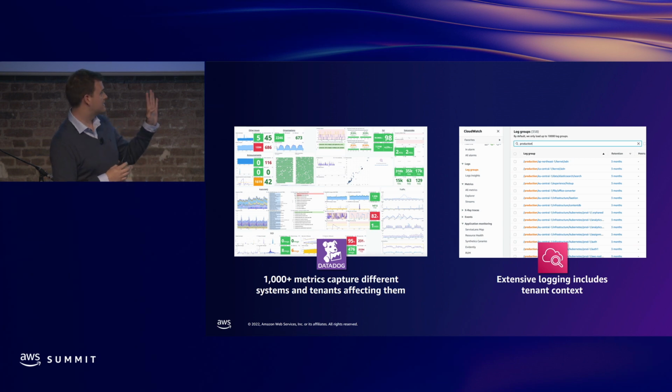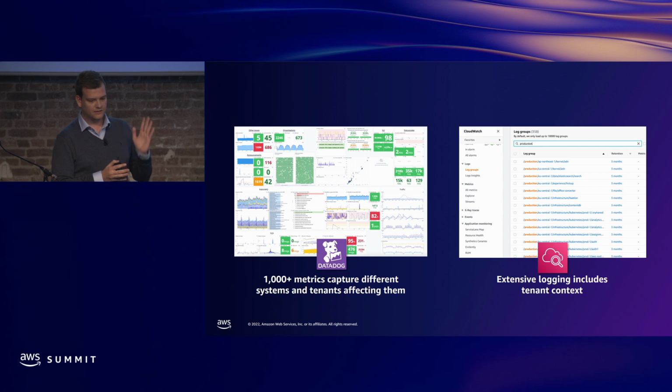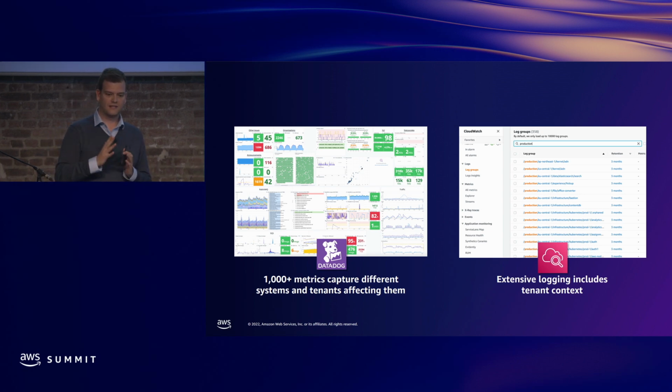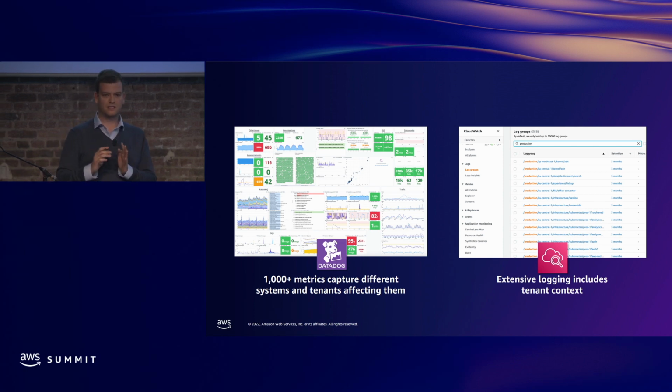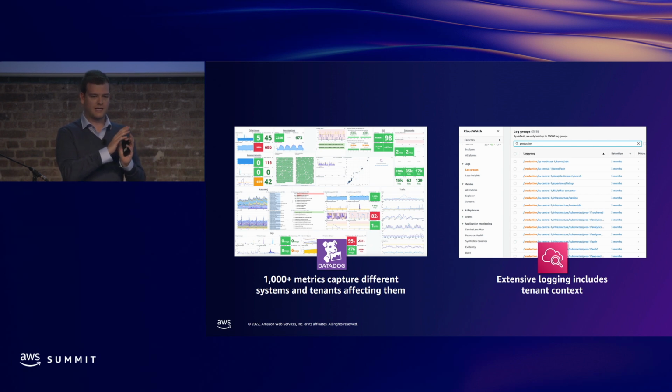On this slide, you can see how we have implemented instrumentation at Showpad. On the left-hand side, you can see that we are using Datadog to give insights into the behavior of our tenants. We are currently capturing around 1,000 metrics that allow us to pinpoint issues the moment that they occur. Next to that, we are using CloudWatch for extensive logging. Where appropriate, our logs contain tenant context, which allows us to analyze which tenants are putting load on our system and what exact load they're causing.